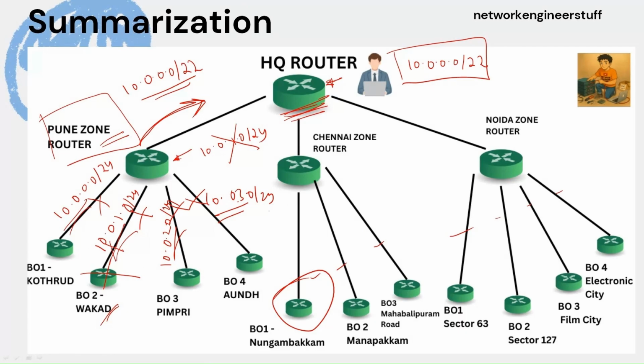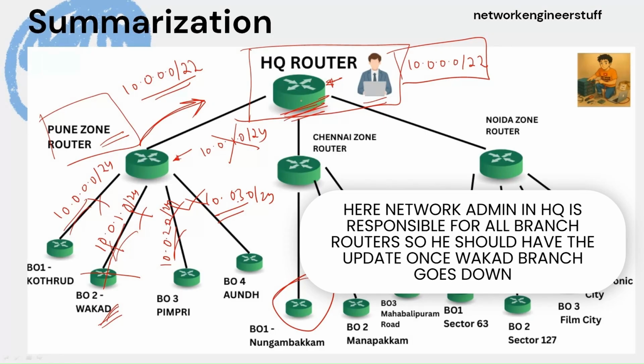Now, let's say when we are saying that this Wakad branch has gone down, the HQ router is not aware of this branch having gone down, right? Now the problem is that in this network, our network admin is present in HQ. There's a network team, there's a network admin which is present in HQ. Now this HQ network team or this router is not aware that this branch router has gone down. So that will be an issue, right?